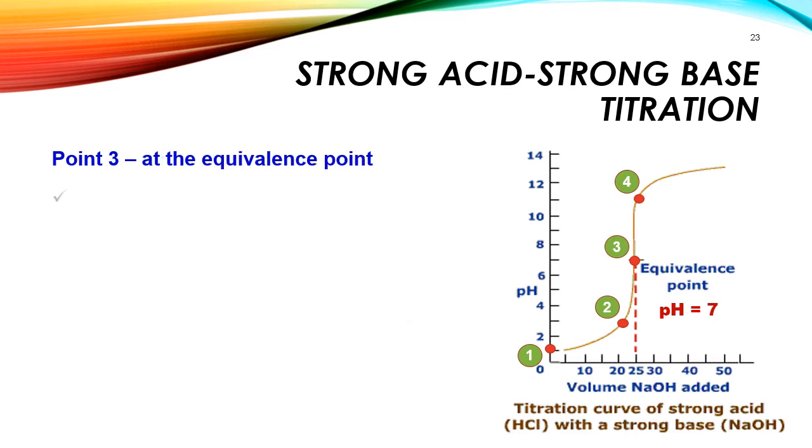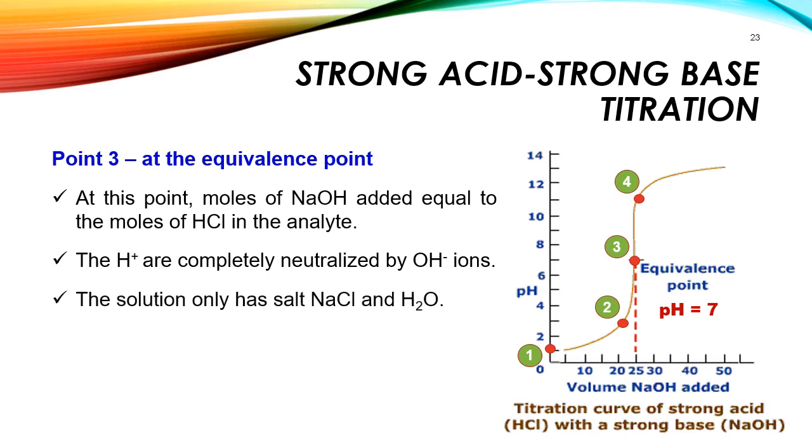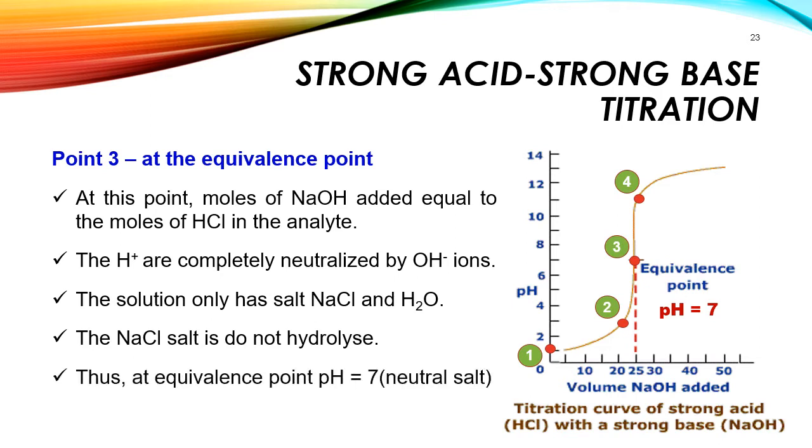At the equivalence point, the moles of sodium hydroxide added is equal to the moles of hydrochloric acid in the analyte. The H+ ions are completely neutralized by the hydroxide ions. Therefore, the solution only has a salt of sodium chloride and water. The sodium chloride salt does not hydrolyze. Thus, at the equivalence point, the pH is equal to 7, which is a neutral salt.